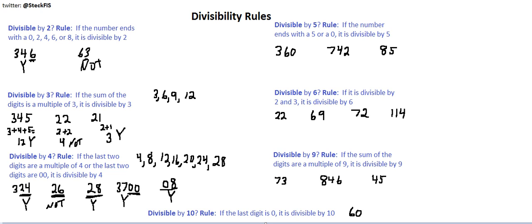What number does that end with? That ends with a 0. So if it ends with a 5 or a 0, yep, 360 would be divisible by 5.